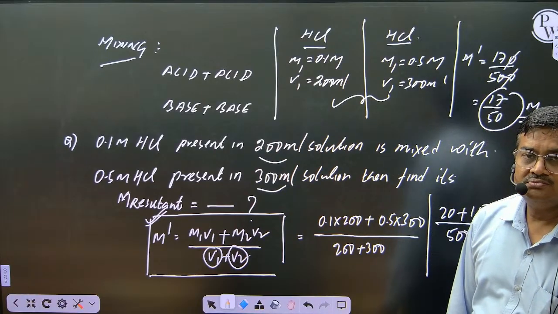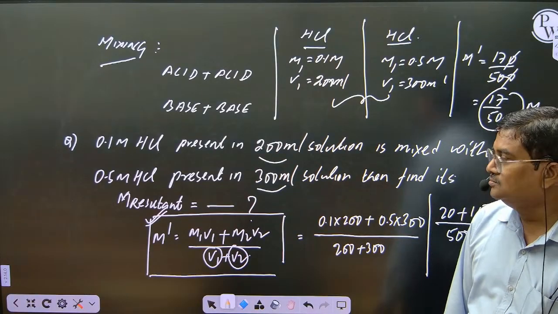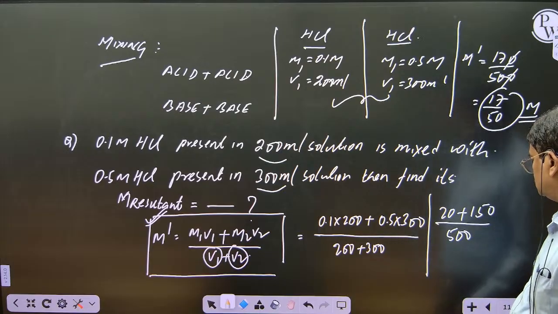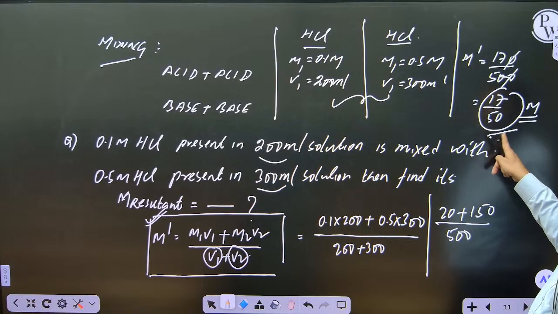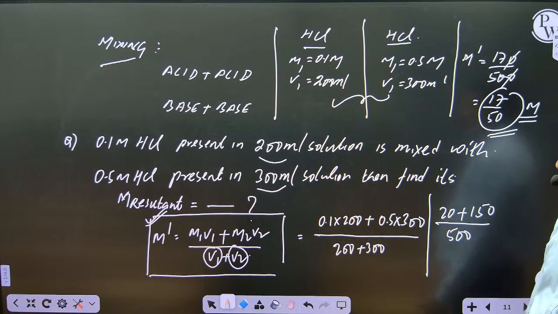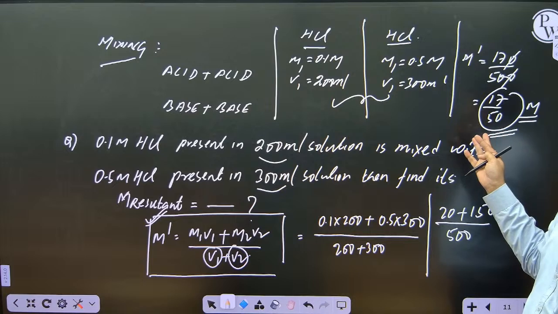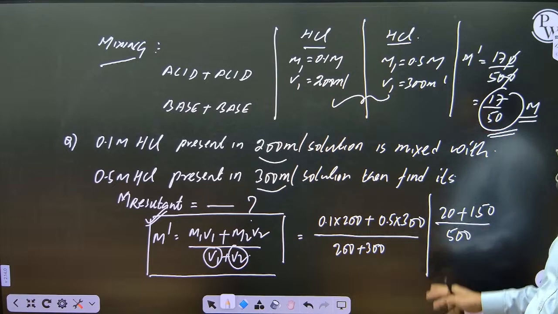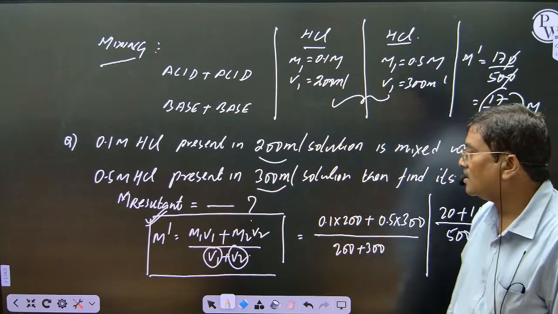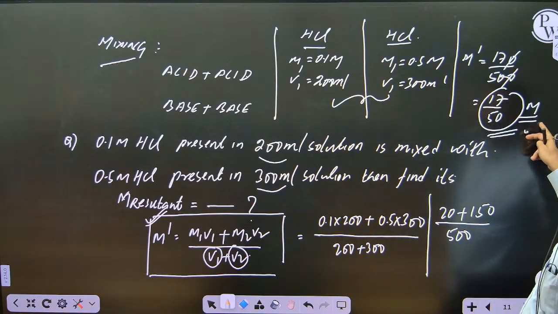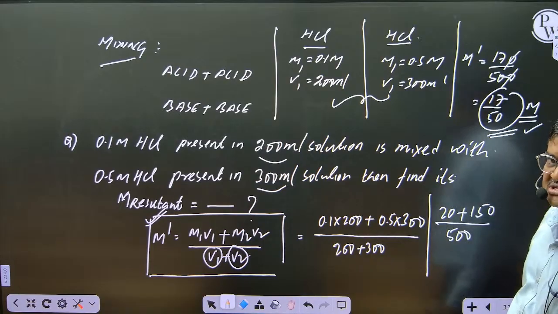Clear? Copied, all of you, understood, no? So the final molarity will be 17 upon 50. If the option is given as 17 by 50, you have to opt for that, or you have to simplify 17 upon 50. The unit will be capital M. So with this, molarity is completed.